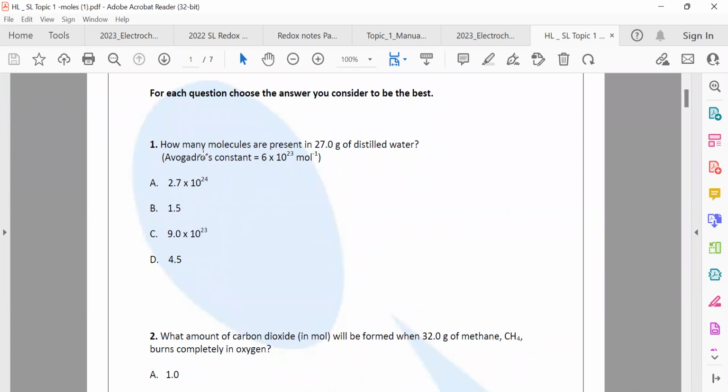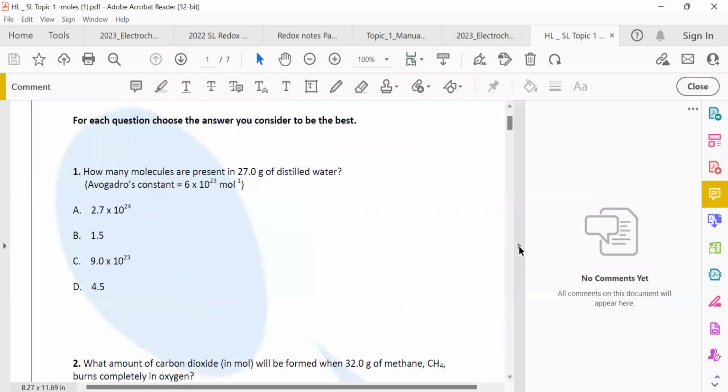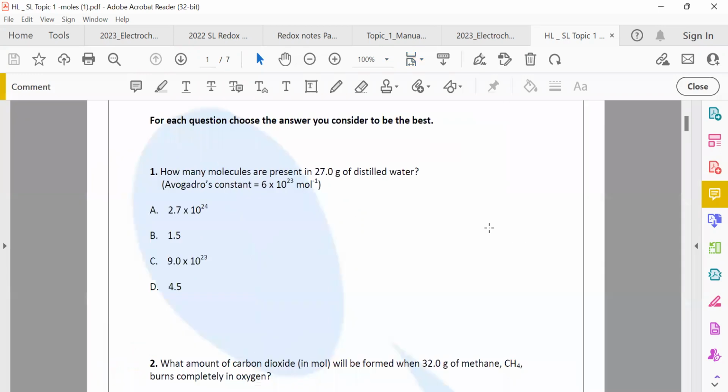Okay, so the first question is how many molecules are there in 27 grams of distilled water? So that means what must I do? I need to take 27, and then after that, I need to divide by the MR of water, which is approximately 18. And then after that, you need to multiply by 6 times 10 to the power 23.